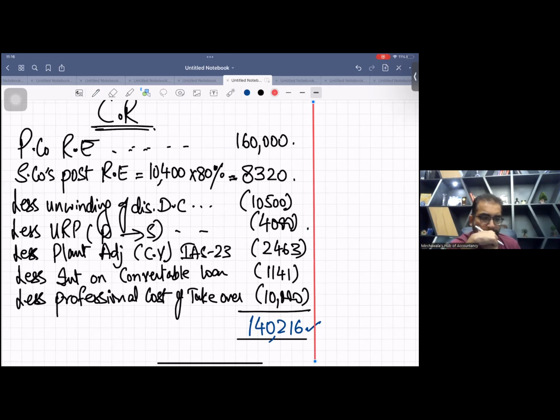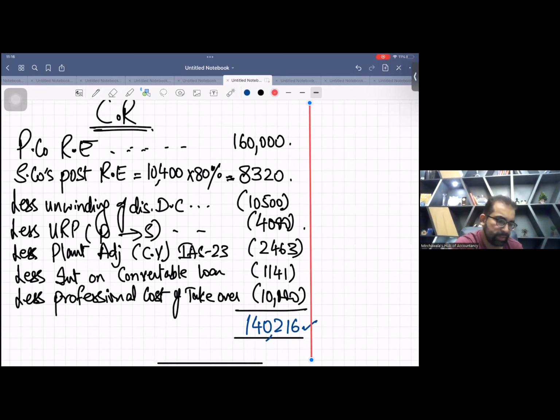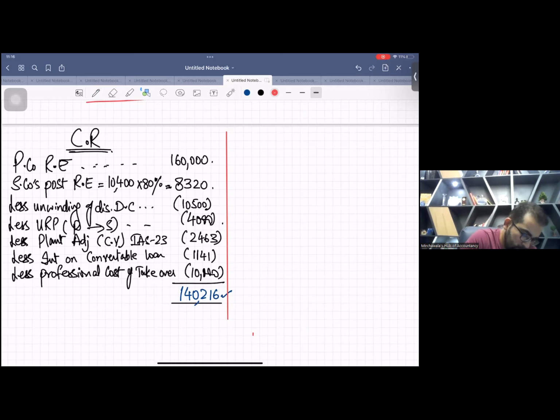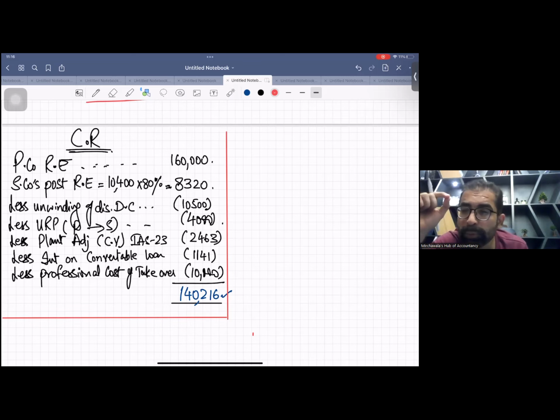Now we have to calculate NCI, students. There is no full goodwill method. It's the proportionate method. And how do we calculate NCI in the proportionate method? Simple. Listen to me. S company's fair value of net assets at reporting date multiplied by the NCI holding percentage. That's it. Let me show you.